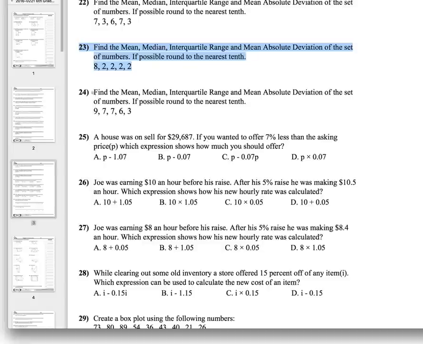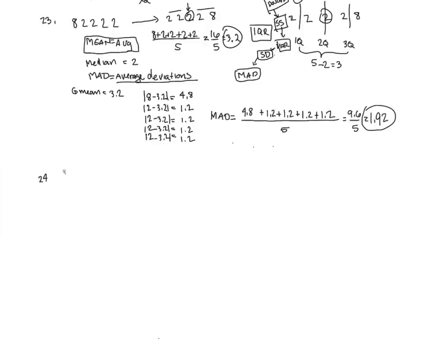Okay, find the mean, median, interquartile range, and mean absolute deviation of this set of numbers. If possible, round to the nearest 10. Okay, so 9, 7, 7, 6, 3. Well, first off, the first thing I like to do is put them in order. So we have 3, 6, 7, 7, 9. Okay, and so what's the mean?